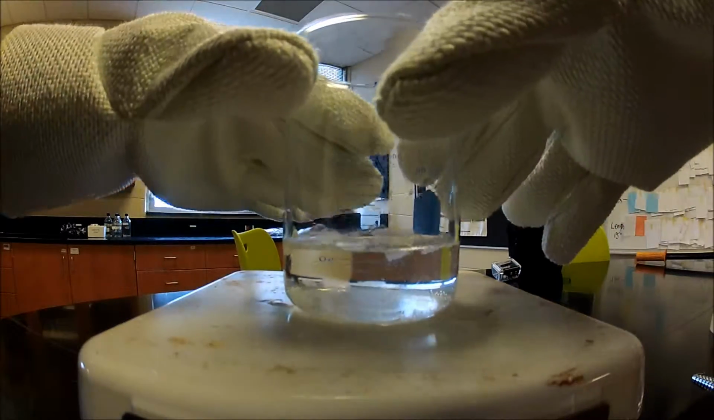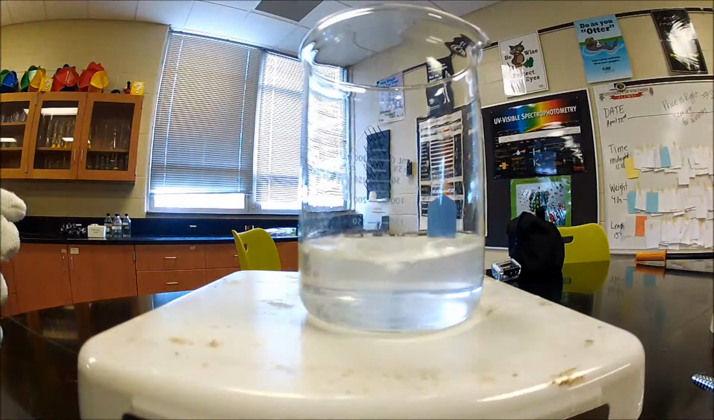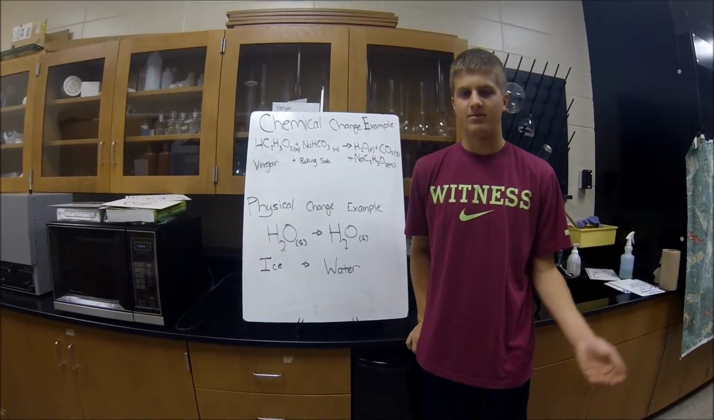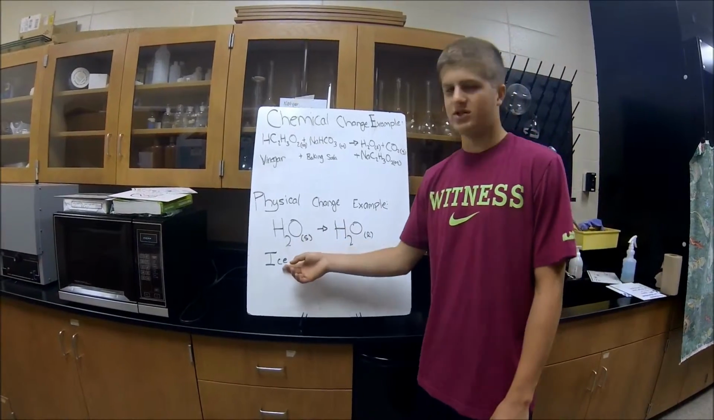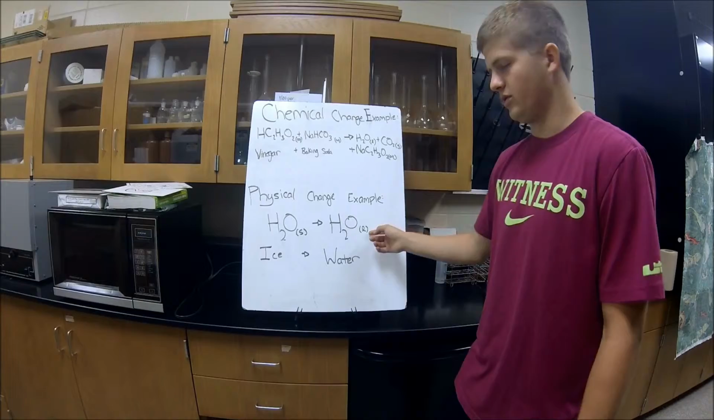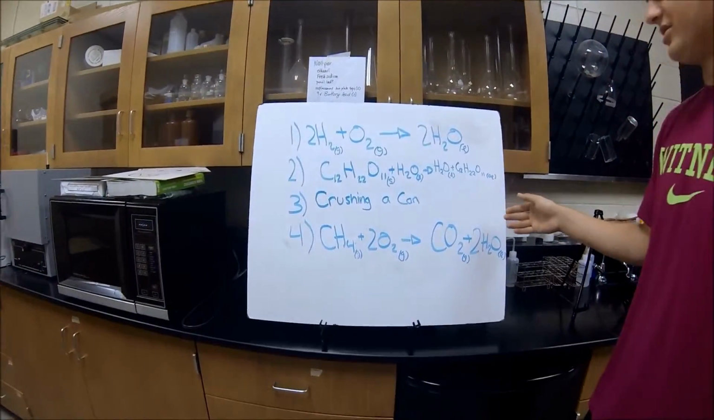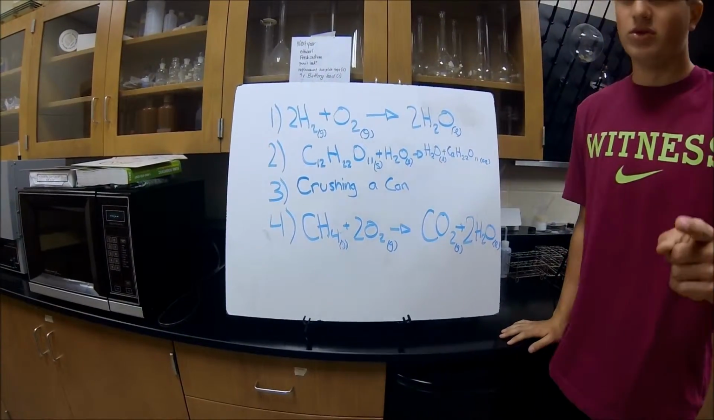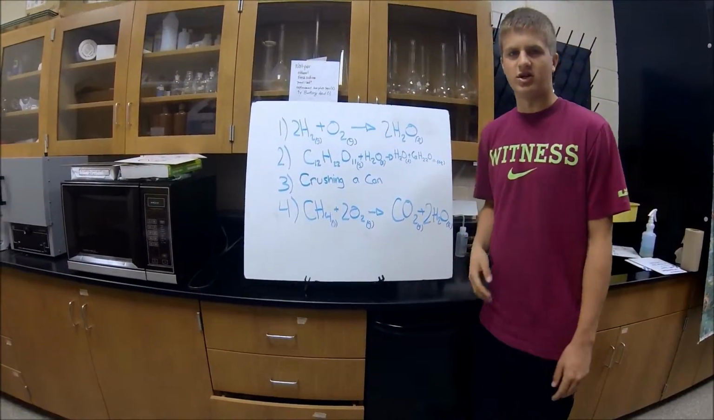So here we have just melted ice and changed it into water, which is a physical change. Welcome back, students. As you just saw, with a little bit of heat, I was able to change ice into water from a solid to a liquid. Here I have 4 examples of either a chemical change or a physical change, and I want you to determine which of these are physical change and which are chemical changes.